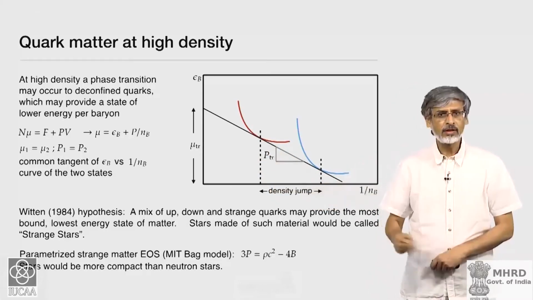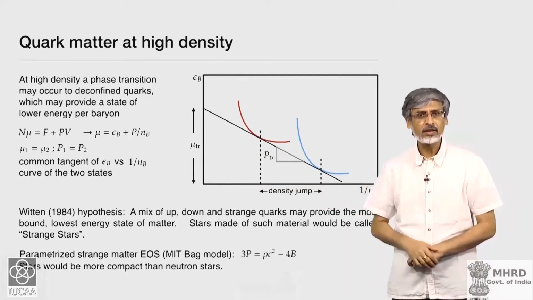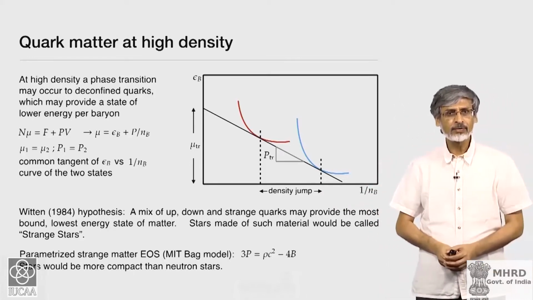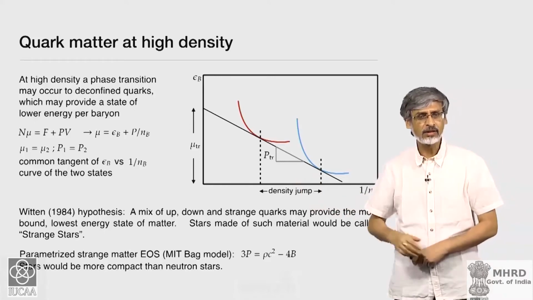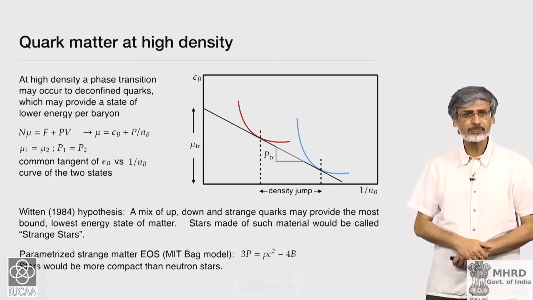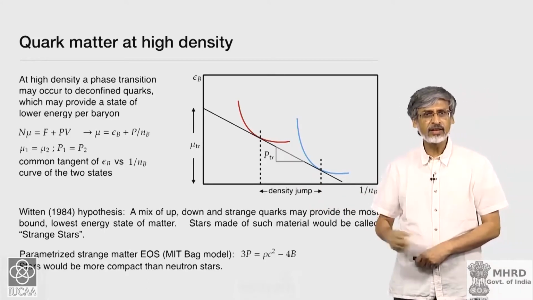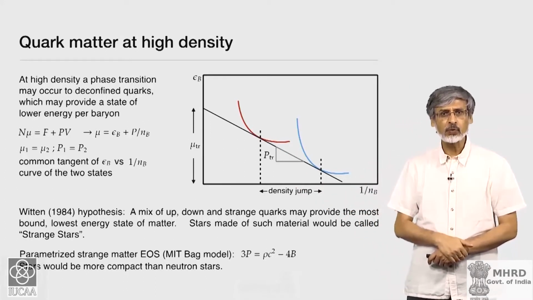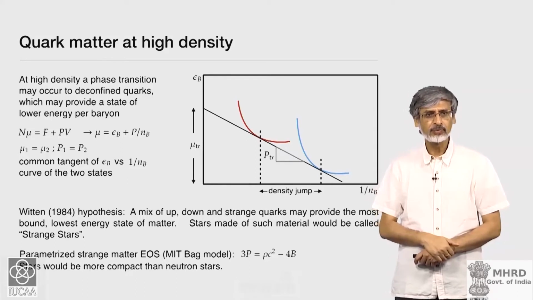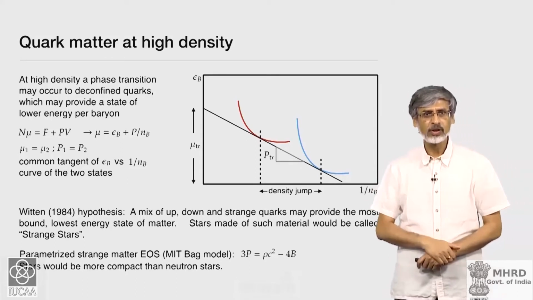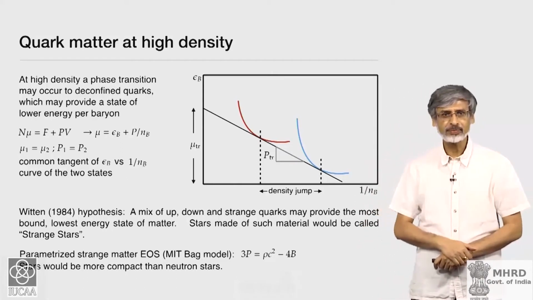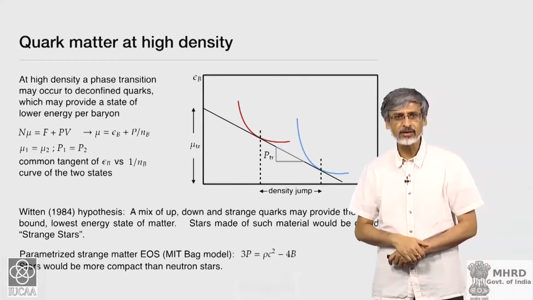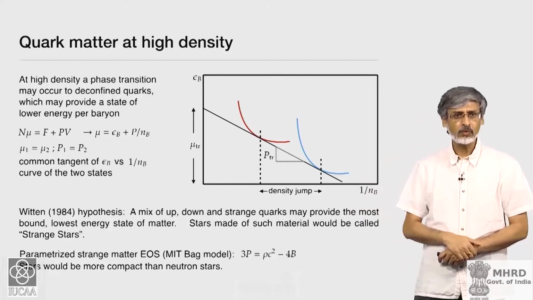So, this phase transition can occur deep in the interior of the star, where this condition becomes satisfied, and in the quark state, a mix of up, down and strange quarks may provide the most bound lowest energy state of matter, and the stars made of such matter would be called strange stars or quark stars.